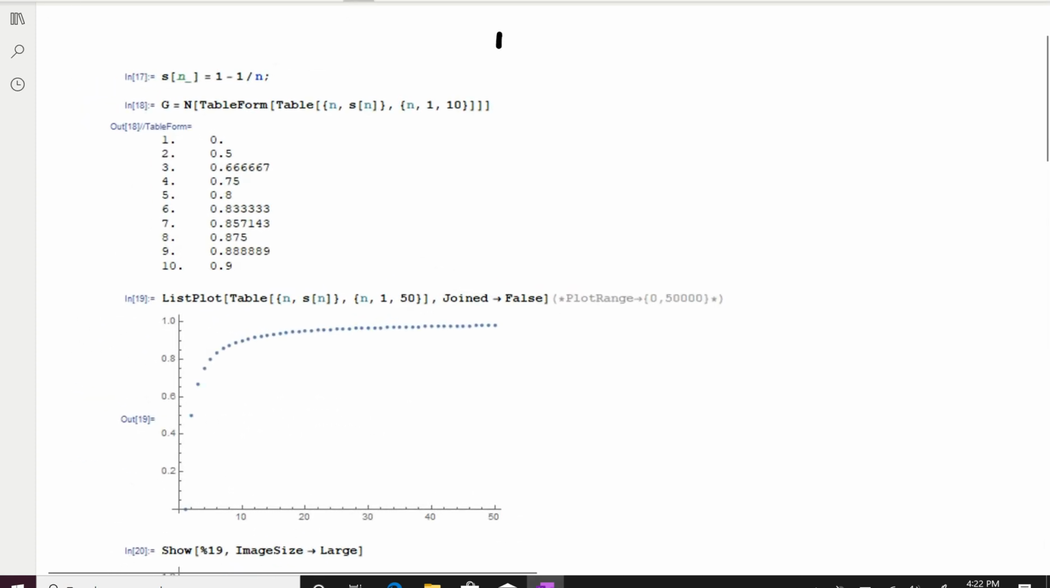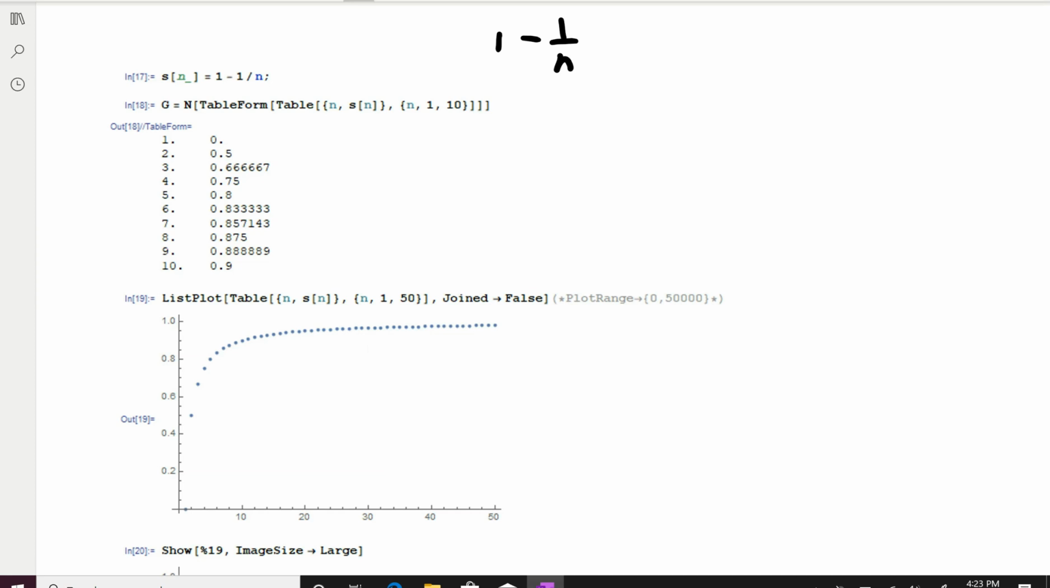The sequence 1 minus 1 over n. Now, if you look at the terms of the sequence, first term is 0, then 0.5, 0.6, 0.7. Now you can see the terms are increasing. But look at the picture. They are not increasing crazily, right? They have a bound. If you look at the terms of the sequence, they kind of get flat later, right? Like the increasing rate is slowing down.